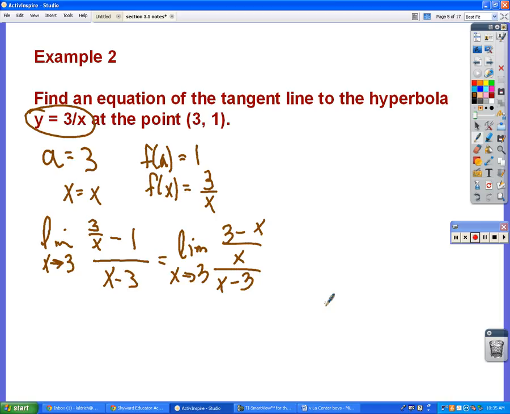And then what do I do when I have a double-decker fraction? I multiply by the reciprocal, so I'm going to think of this one as being x minus 3 over 1. So I'm going to rewrite this as the limit as x approaches 3 of 3 minus x over x times 1 over x minus 3.